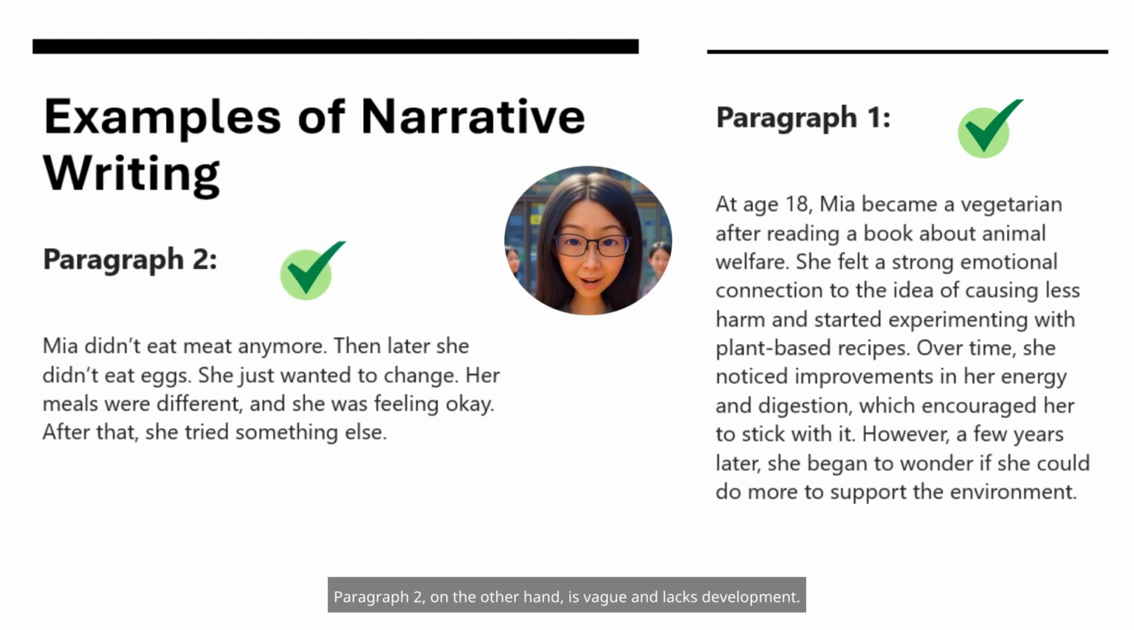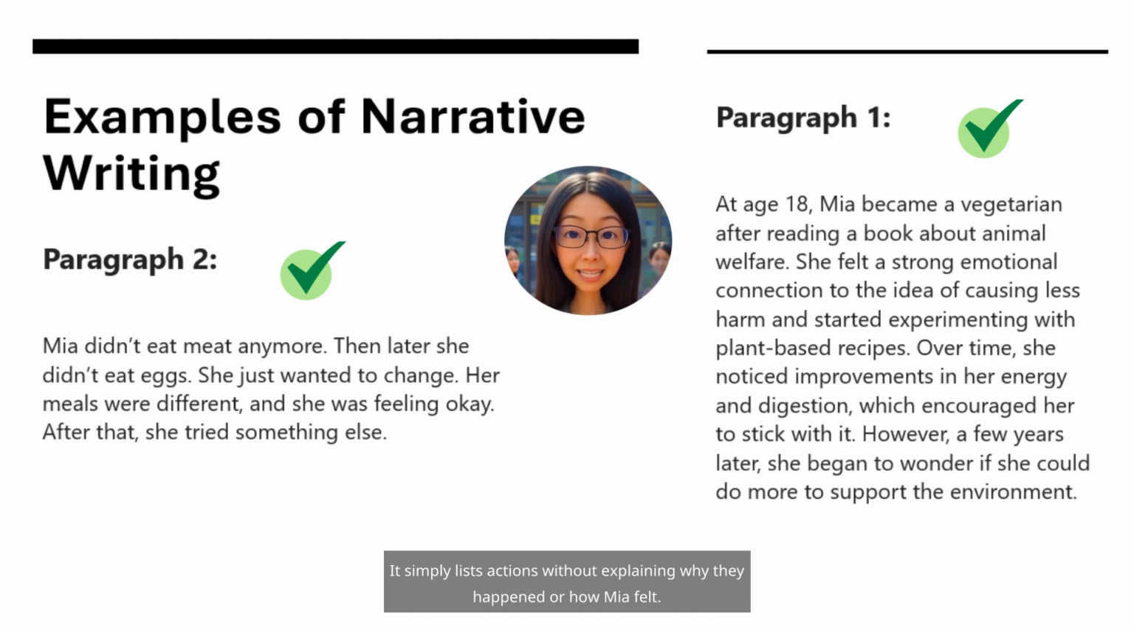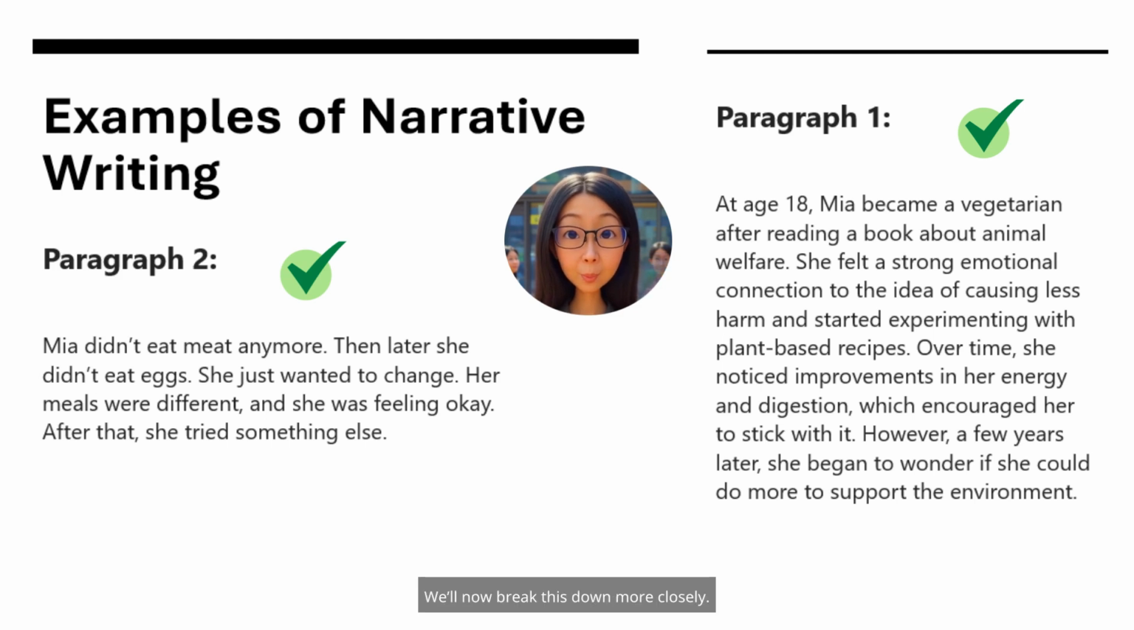Paragraph 2, on the other hand, is vague and lacks development. It simply lists actions without explaining why they happened or how Mia felt. The lack of transitions and reasoning makes it hard to follow or care about her journey. We'll now break this down more closely.